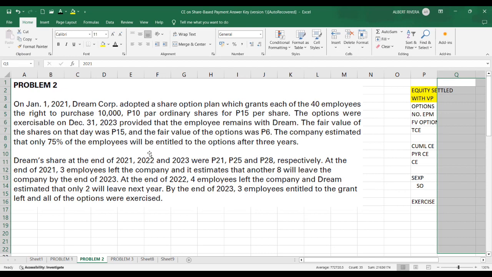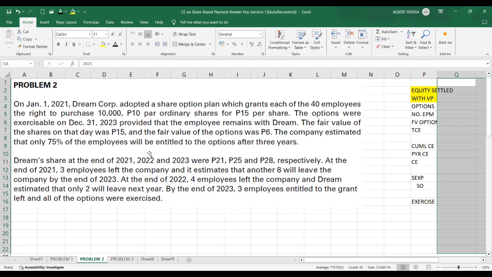Then at the end of 2022, 4 employees left the company, and Dream estimated that only 2 will leave next year. And by the end of 2023, the employees entitled to the grant left and all the options were exercised.